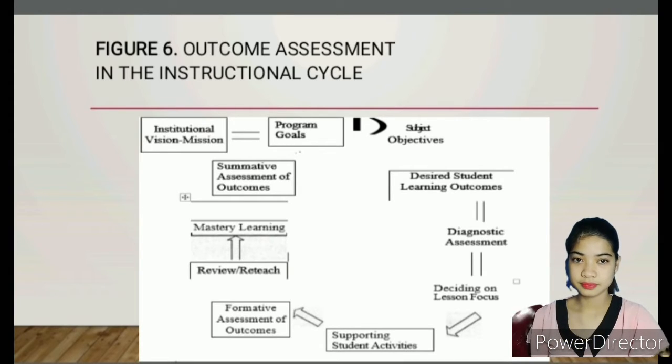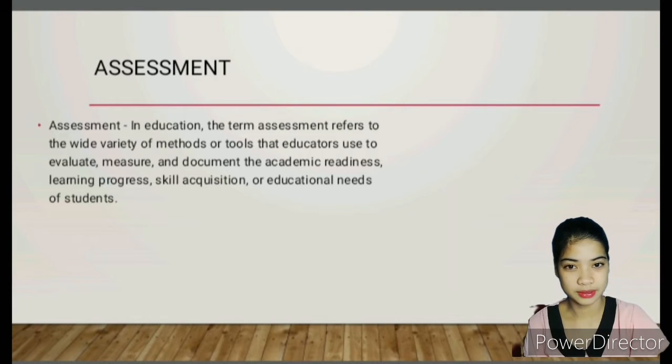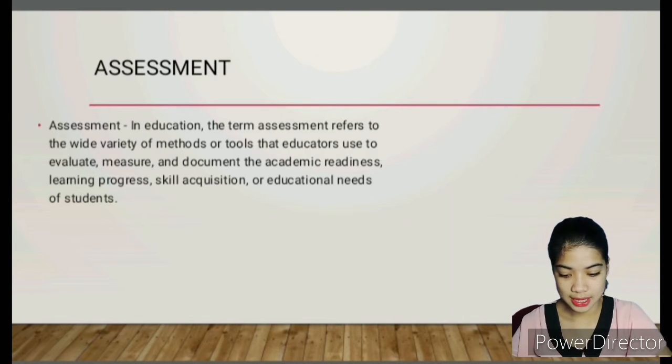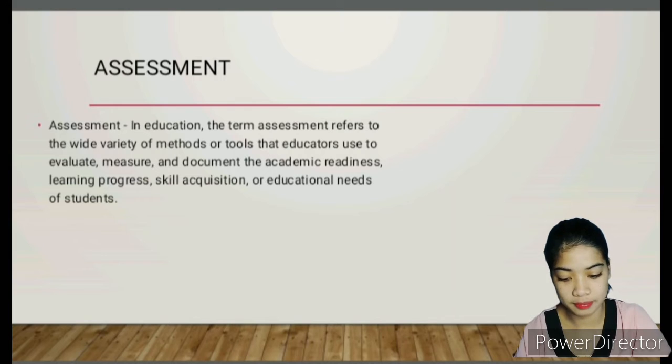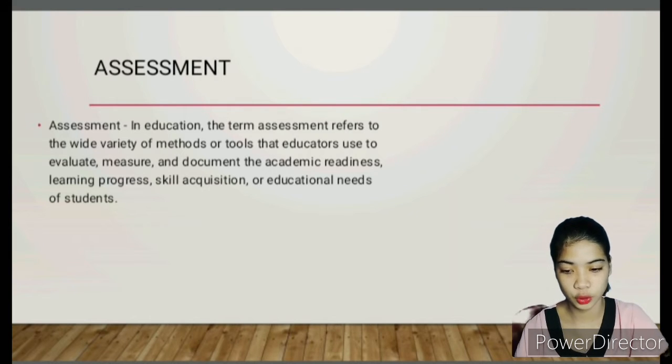But before that, let us discuss first the assessment. So, what is assessment? Assessment is very important in creating a learner-centered institution because it is a term that refers to the wide variety of methods or tools that educators use to evaluate, measure, and document the academic readiness, learning progress, skill acquisition, or educational needs of the student. In other words, assessment serves as a tool to know the strengths and weaknesses of the students.